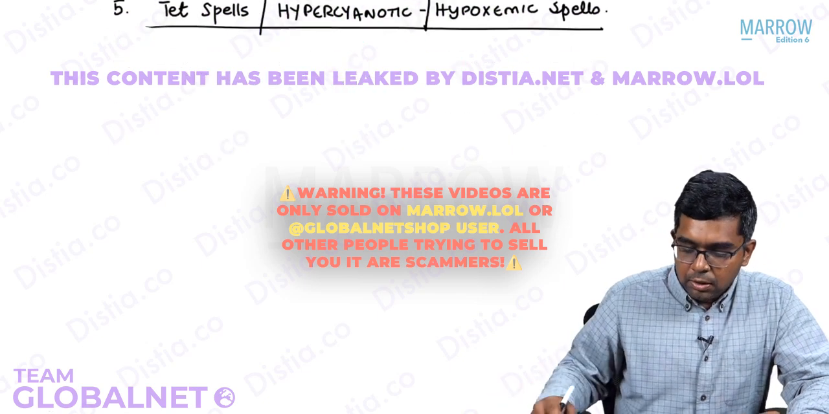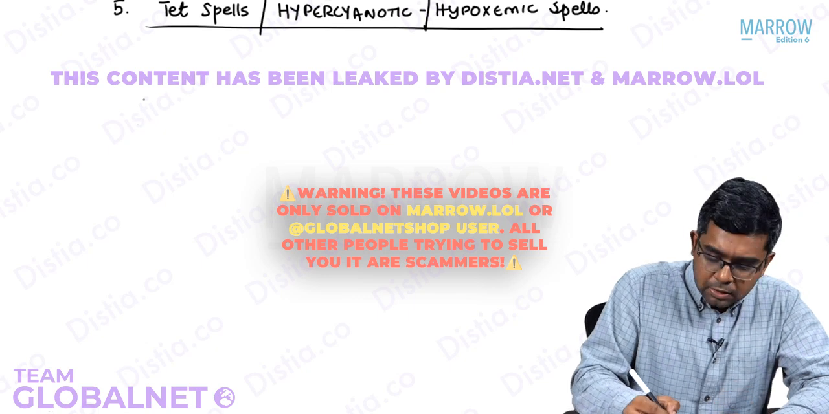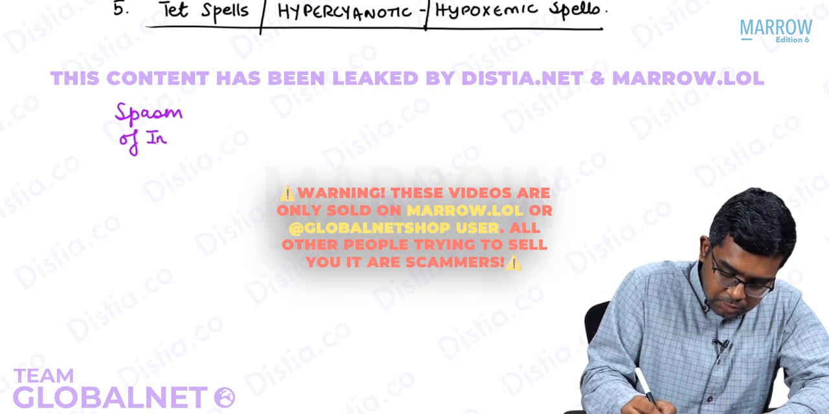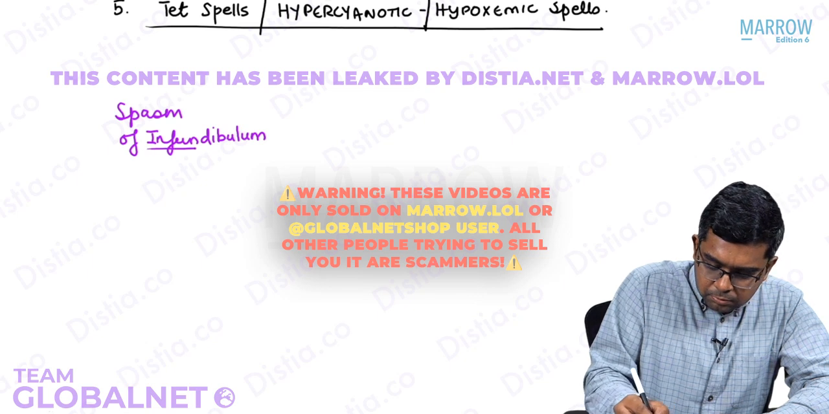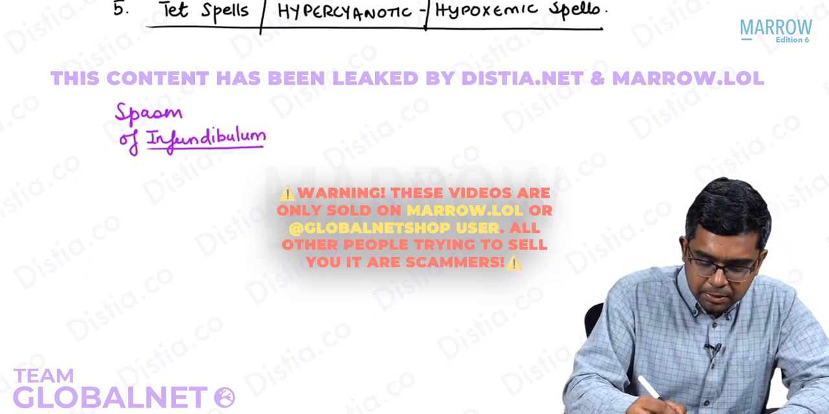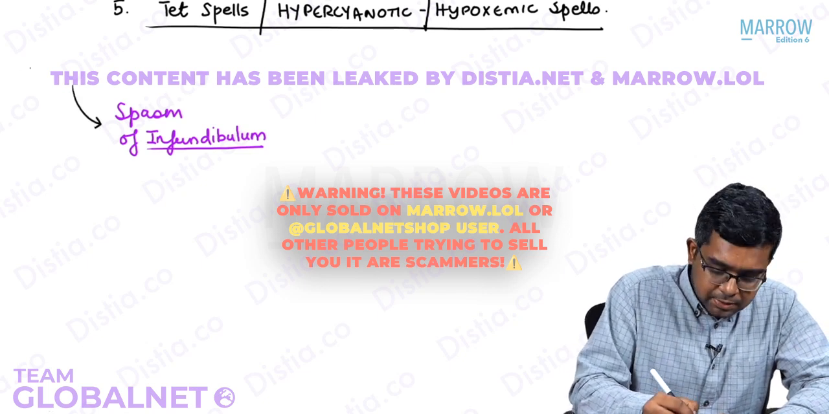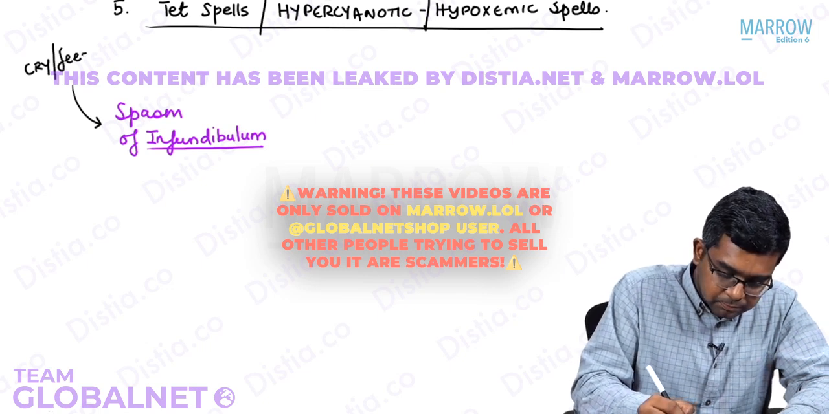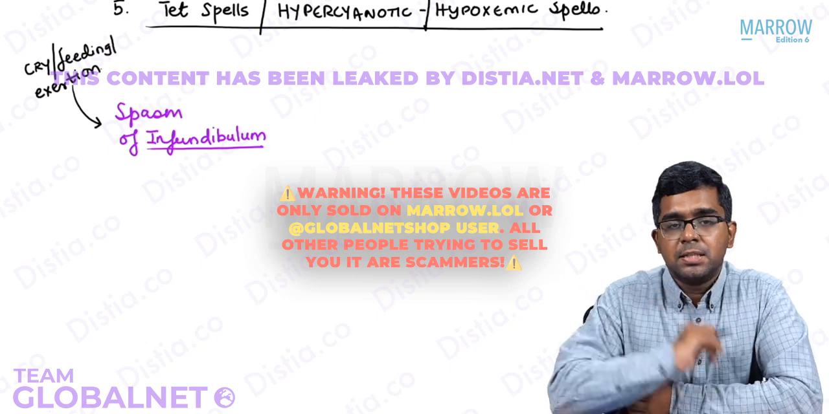Okay. So, how do these spells start? It is due to a condition called spasm of infundibulum. Now, the spasm of infundibulum is precipitated by some factors. For example, the child is having excessive cry or vigorous feeding or an exertion. Imagine like this. This results in the spasm of the infundibulum.